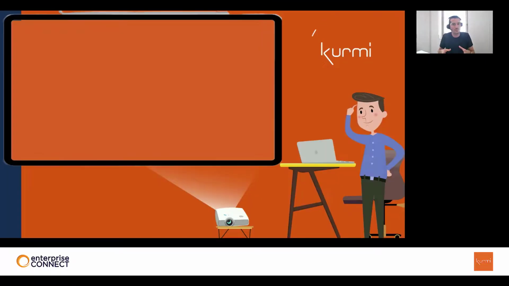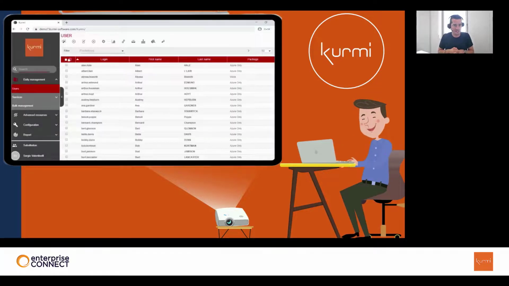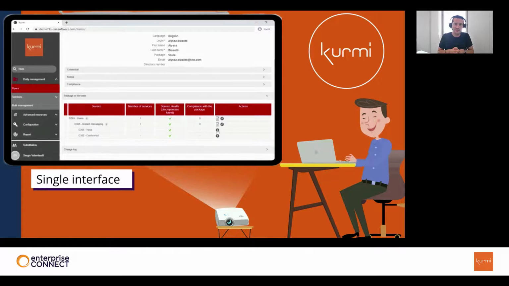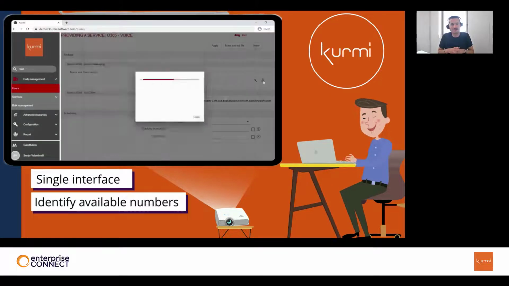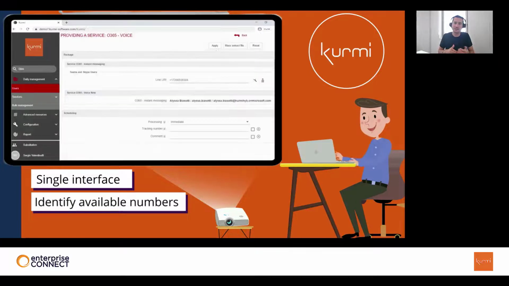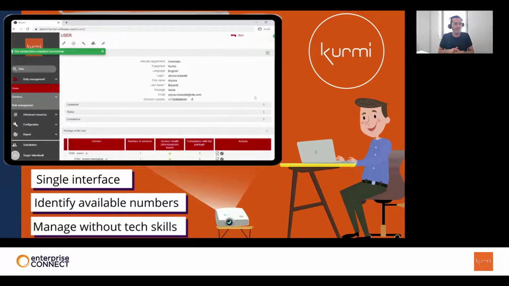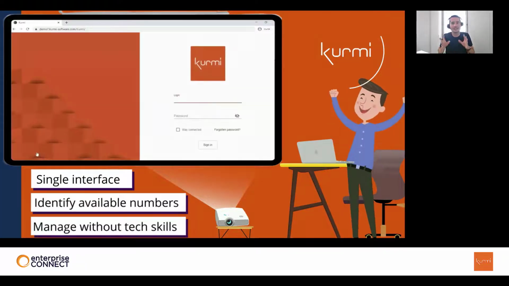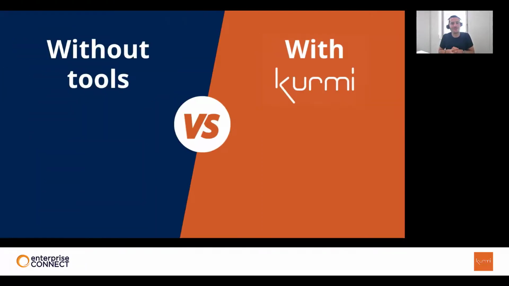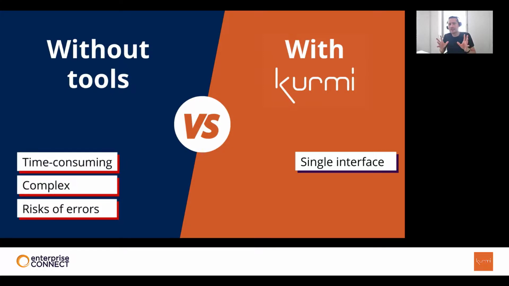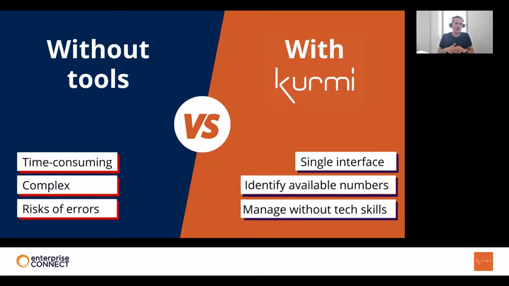How does that work with Kurmi? All right. With Kurmi, that's of course super easy. You log into the app, you select your end user, and you say, oh, I would like to enable voice. You ask Kurmi to display what are the free numbers, not already in use, and you click on apply, and that's it. It's done. Super easy. All right, I'm sure that now you know how to assign a number. So without tools, it's time-consuming, complex, and a risk of errors.